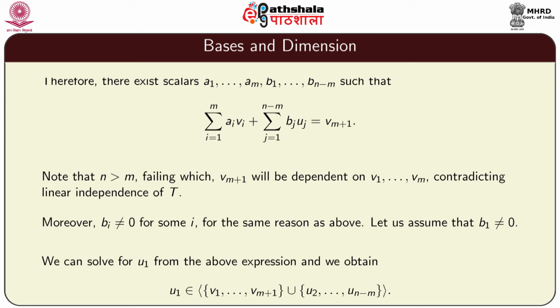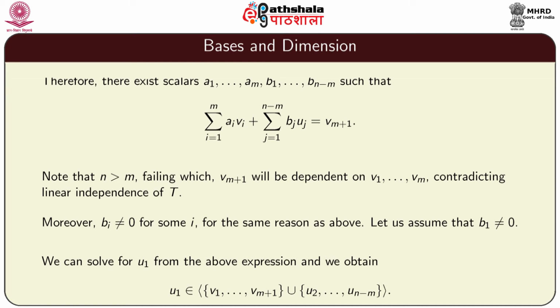And one more observation is that bj has to be non-zero for at least one j. Again, the reason is similar, in the sense that if it so happens that all of b1, b2 and so on up to b(n minus m) are 0, then again we will be left with only summation ai vi equal to v(m+1), which would again contradict the linear independence of T. Let us assume that b1 itself is not 0.